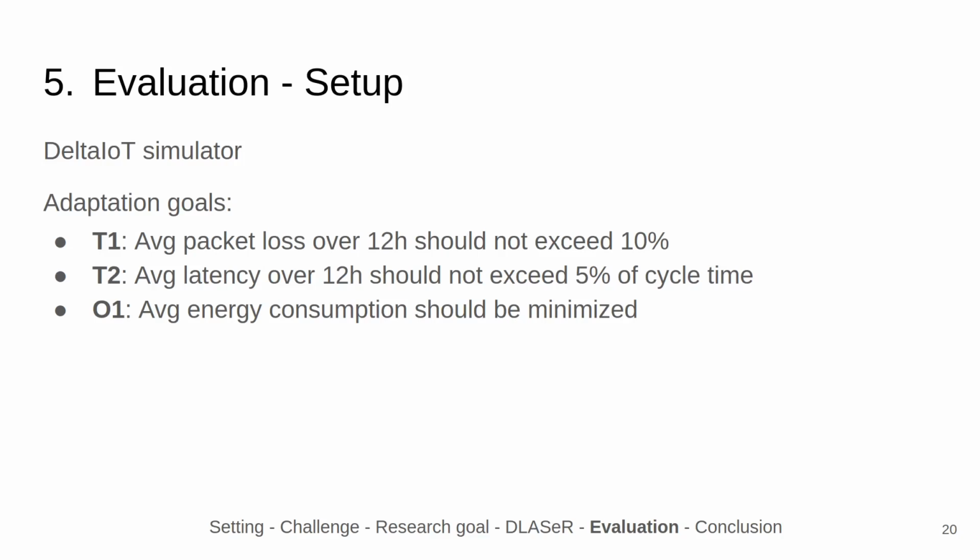Now we've come to the evaluation of the DLASER approach. To that end we use the .itv simulator. We use the simulator for practical reasons. The adaptation goals we considered for evaluation are two threshold goals and one optimization goal. The two threshold goals are respectively T1 and T2. The first threshold goal states that the average packet loss should not exceed 10%, whereas the second threshold goal states that the latency should not exceed 5% of the cycle time, and the optimization goal states that the average energy consumption should be minimized.